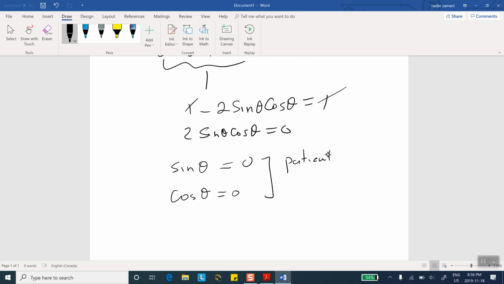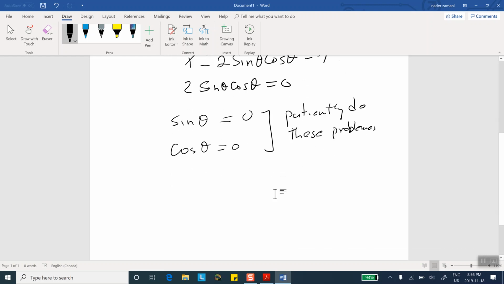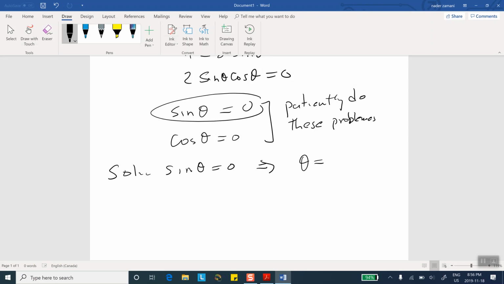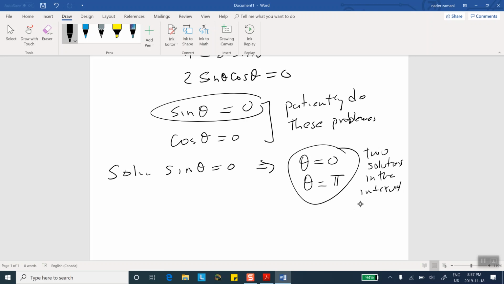Patiently do these problems. Now, these can be done analytically or exactly without a calculator. This is why I want to do that. So let me start with this thing. Solve sine theta equal to 0. So immediately I get theta equal to 0, and then we have theta equal to pi. These are two solutions in the interval 0 to 2 pi, which is a single period.